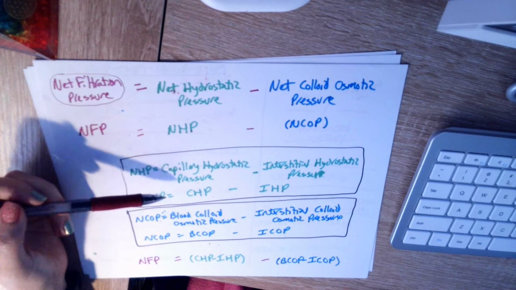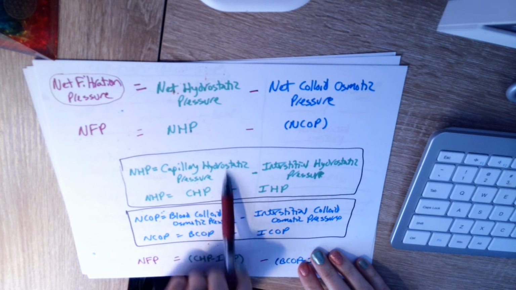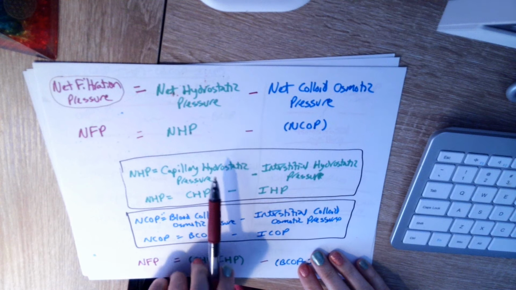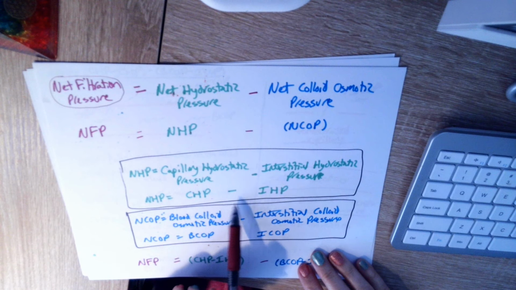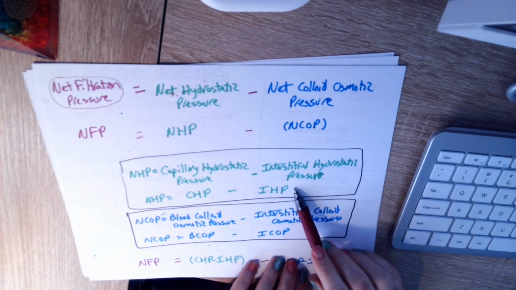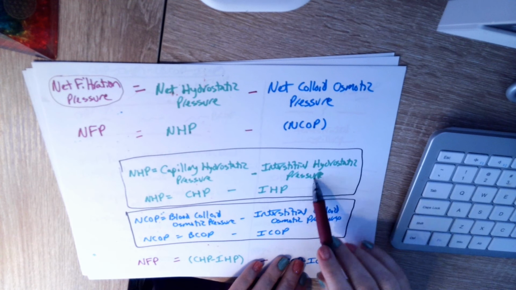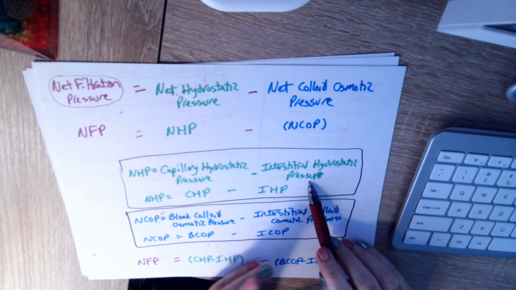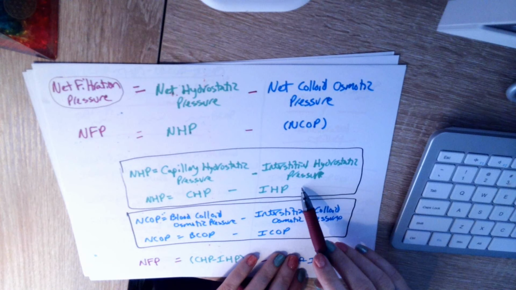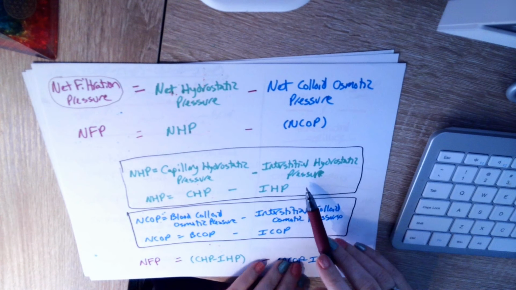So the net hydrostatic pressure is the capillary hydrostatic pressure, or CHP. This is just the blood pressure inside the capillary. This is going to work on pushing things out of the blood vessel, working towards increasing filtration. And then we have the interstitial hydrostatic pressure, which is the pressure of the interstitial fluid. This is going to be pretty low, 0 to 2 millimeters of mercury-ish. It's not really a very high pressure, but it will be pushing back against the capillary, working to decrease filtration.